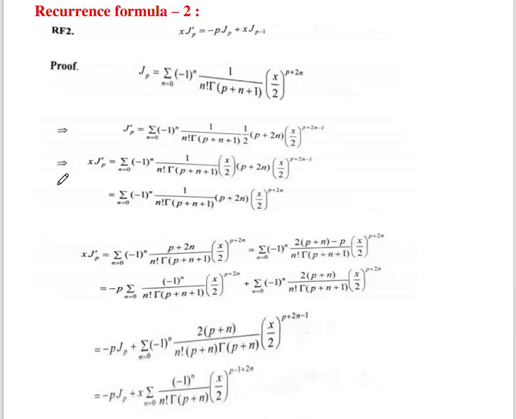Then again we will multiply by x on both sides, in a similar manner as the previous example. Then we will take x by 2, so here x times (x by 2) to the power 1, and this one will get cancelled. Only the remaining terms will stay as they are. Then what is the next step? Then we will separate the term.